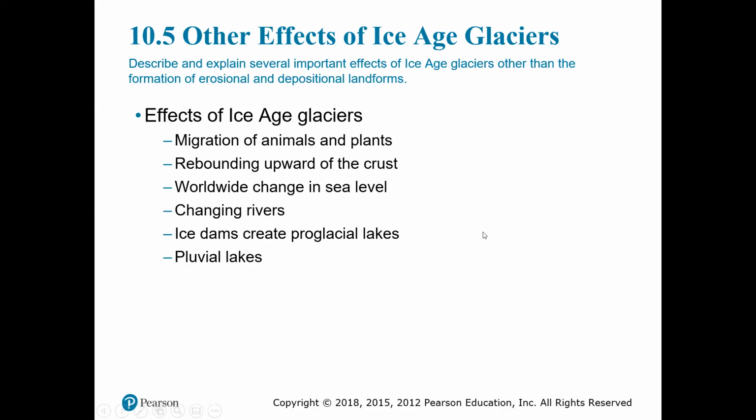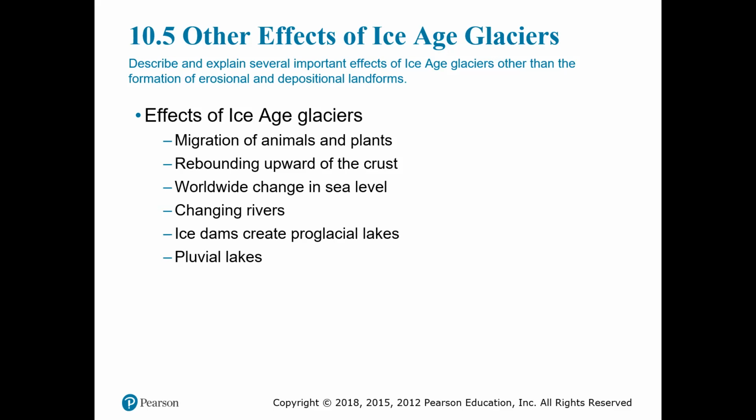So before we move away from glaciers, we're going to take a look at some other effects that we have from the ice age. As the ice advanced and retreated, we know that animals and plants either migrated or they died. And a number of plants and animals became extinct because they weren't able to migrate in time or migrate to another area. Something else that we see is crustal subsidence and rebound.